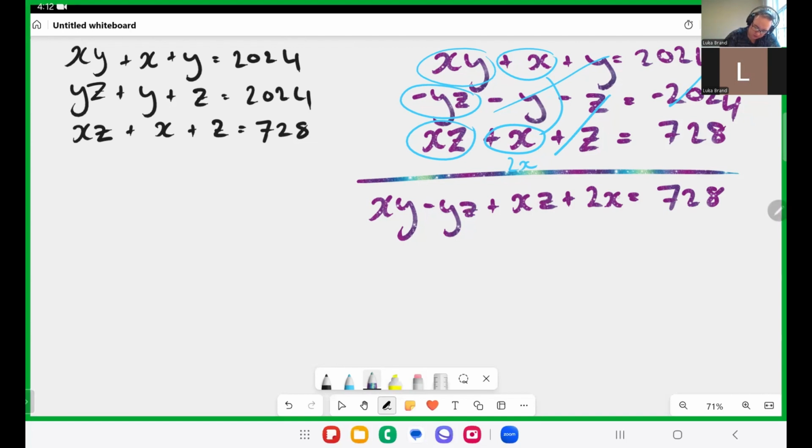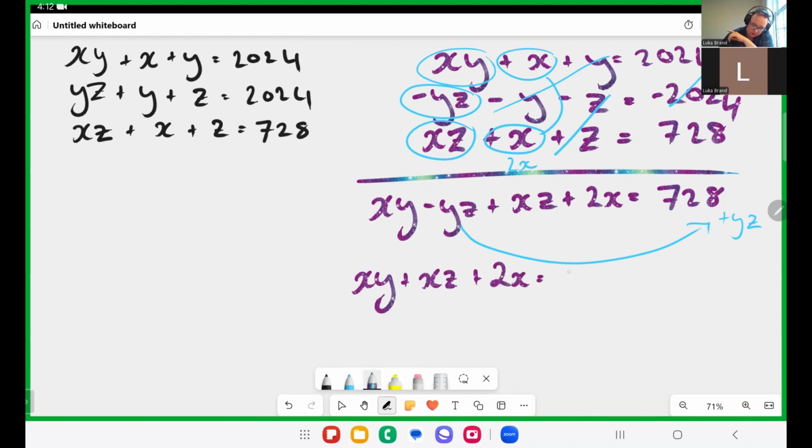So I'm thinking, let's rearrange this equation so that we have all the x's on one side and everything else on the other. So that guy's going over there as a plus yz. Remember, opposite on the other side. So now I have xy plus xz plus 2x equals 728 plus yz. Good catch. Now, the common factor for all of these is x.